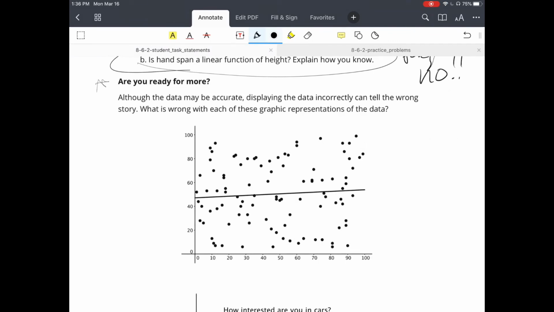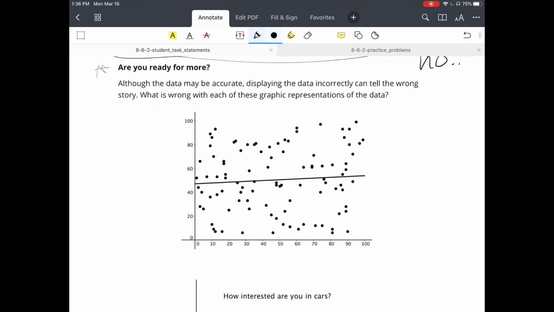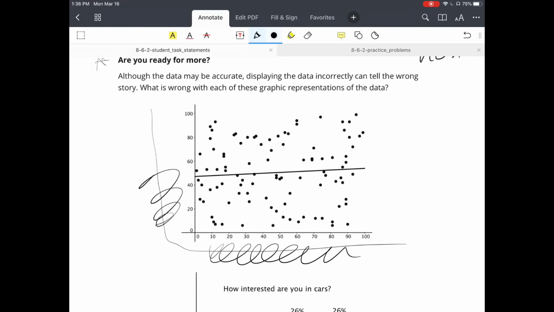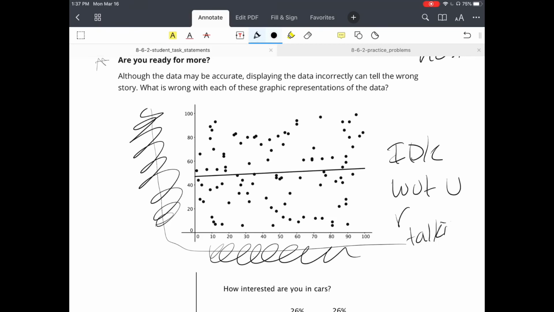Are you ready for more? Although the data may seem accurate, displaying the data incorrectly can tell the wrong story. What's wrong with each of these graphic representations of the data? If we look at this first one, I'll be honest, I don't even know what they're comparing. What does the x-axis represent? What does the y-axis represent? You aren't telling me what these two things are. That's what's wrong.